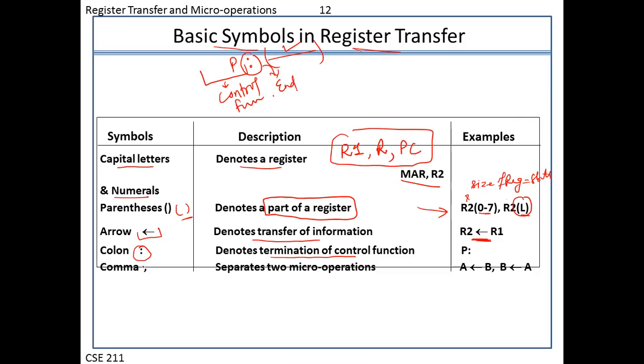Then there is the comma. Let's suppose I want to transfer bits like this: R1 to R2, comma, R3 to R4. How can I do that? I can separate these two operations with a comma. Instead of writing it on another line of code, I can write it in one single line of code. So this is how this control function will work. For both R1 to be transferred to R2 and R3 to be transferred to R4, I need to have this control function met. Only then will this transfer take place.